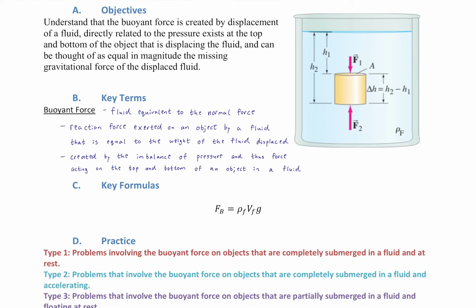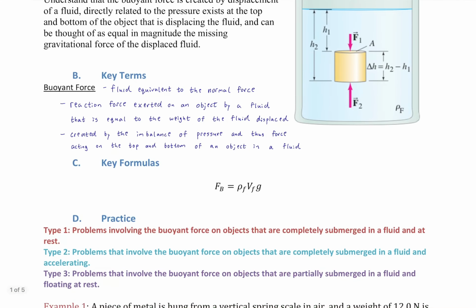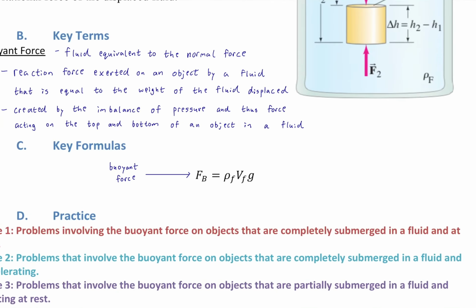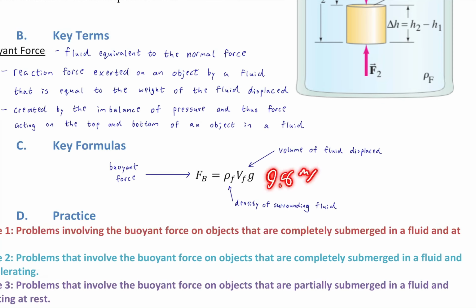Let's see it in equation form. Here it is. Zoom in a bit on it. This is F sub B, B for buoyant. That is the buoyant force. It's a force, measured in newtons. Here's the formula for it: it is the density of the surrounding fluid, water, air usually, times the volume of the fluid displaced, and then just times gravity, 9.8 meters per second squared.